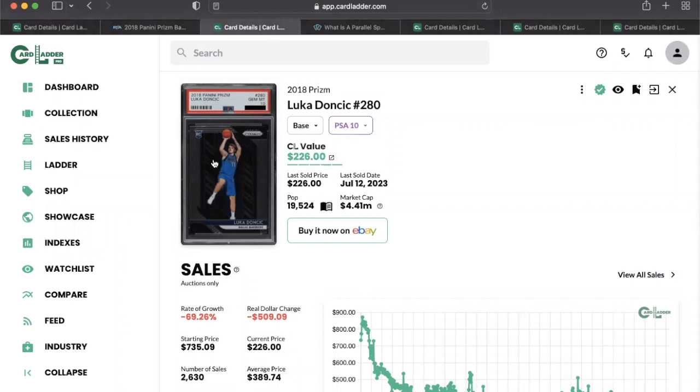So when we look at the PSA 10, we could see that the PSA 10 has a population of almost 20,000. Again, I just want to say that one more time. Population means how many of a particular card were sent to a particular grading company. So 20,000 of these cards were sent, and that gives it a pop 20K. That's an indicator you could use to show you how much supply is in the market. Supply and demand is how these cards sell, and one of the biggest indicators of supply is the population. So you could see that this is a very common card.